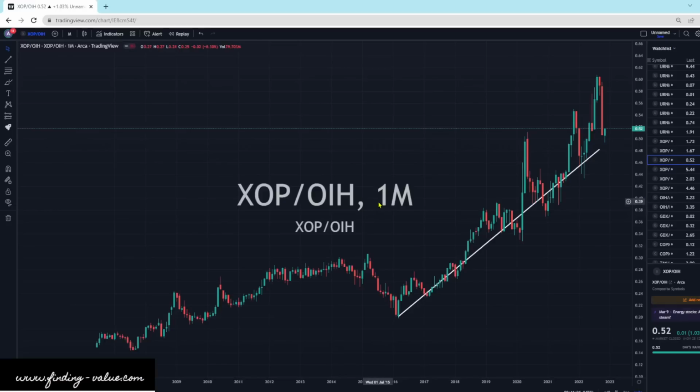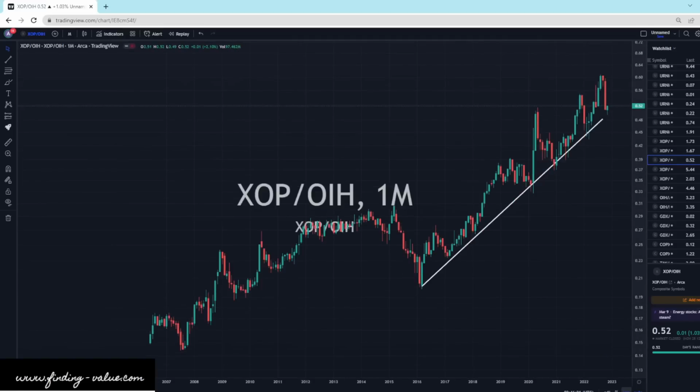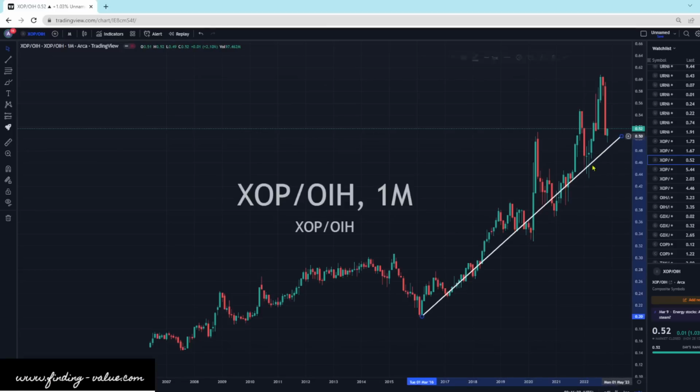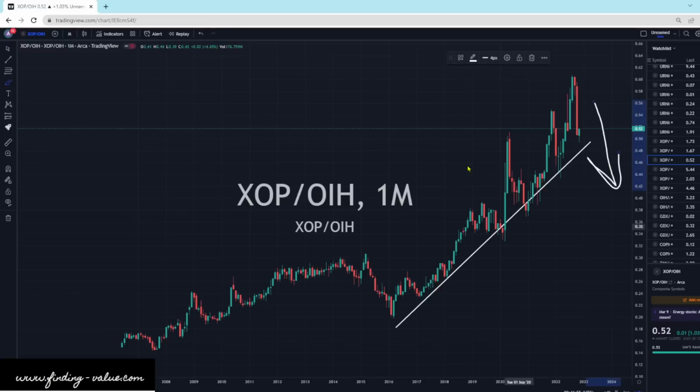XOP versus OIH. OIH is incredibly cheap. Obviously, we're still in this uptrend. I can kind of bring this down a little bit, but we're still in this uptrend for XOP, somewhere in this range here. And we're very cheap for OIH. OIH is the energy service companies. So what I'd be looking for is an energy service company outperformance at some point where we break that trend line to the downside. But we're still in an uptrend. XOP is still killing it.